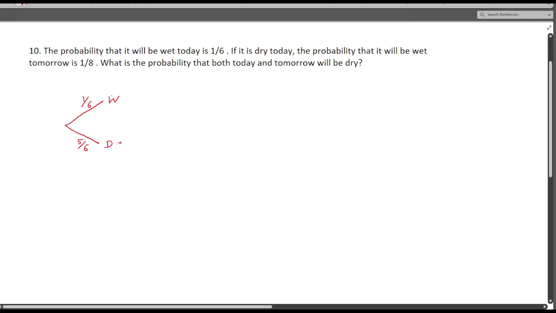Okay, so if it is dry, then the possibility of it being wet on the next day is 1 divided by 8. So here it is 7 divided by 8. Now what I have to find out is the probability that both today and tomorrow it is dry. So this is how we represent. DD means dry. So the possibility that on the first day it is dry is 5 divided by 6, and the second day also it is dry, it is 7 divided by 8. So your result is 7 times 5 is 35, 6 times 8 is 48. So 35 divided by 48 is your result.